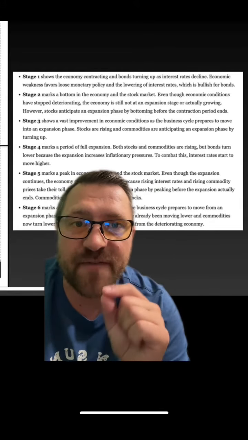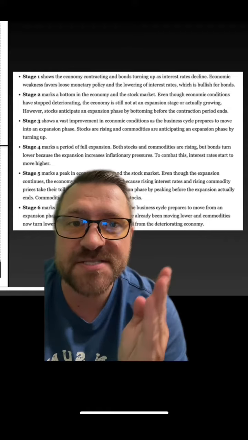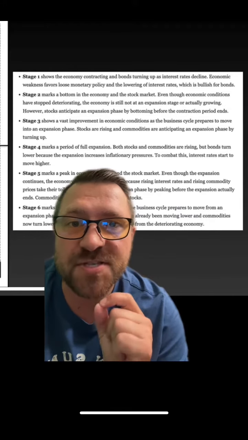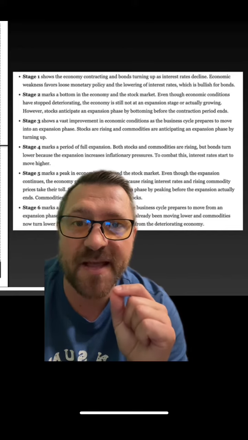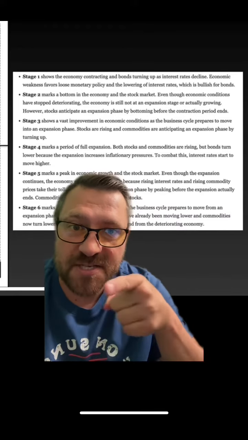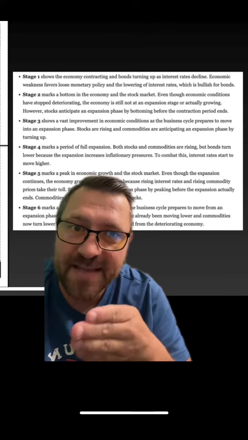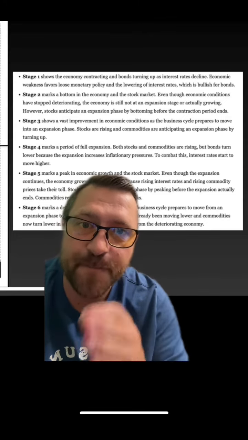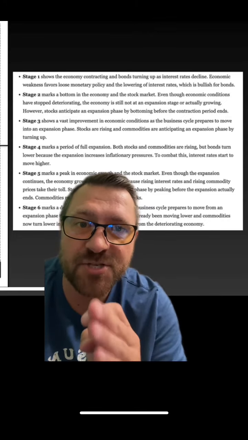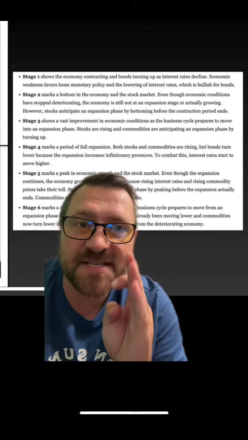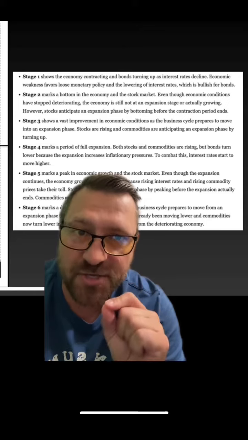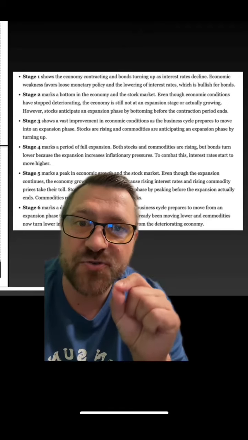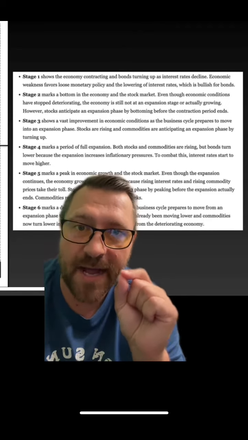Stage three shows a vast improvement in economic conditions as the business cycle prepares to move into an expansion phase. Stocks are rising and commodities are anticipating an expansion phase by turning up. So this is starting to come up from the bottom, really the beginning of the bull phase. Stage four marks a period of full expansion. Both stocks and commodities are rising, but bonds turn lower because the expansion increases inflationary pressures. To combat this, interest rates start to move higher.